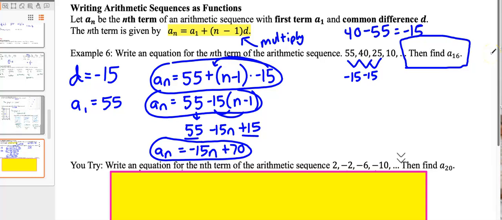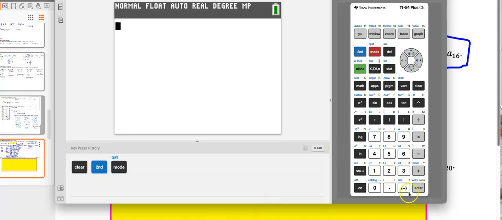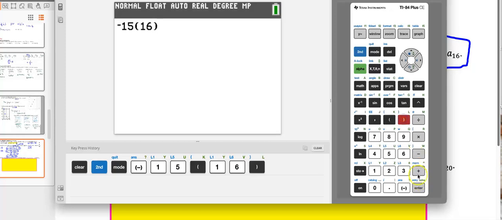Now that would be kind of annoying to write out by hand. So our formula actually tells you the answer. So I'm going to use this last one because it's more simplified. So to find a sub 16, you're just going to plug in 16 for our n. So I would have negative 15. Our n is 16. That's the number I want to find. And then add 70. And then type that in the calculator, and there's our answer. So negative 15 times 16 plus 70.